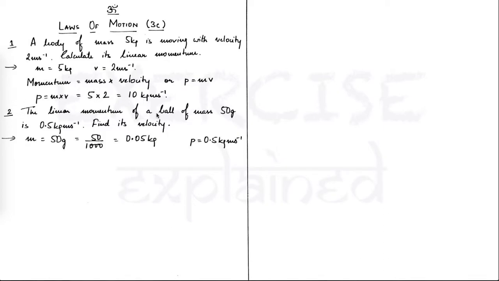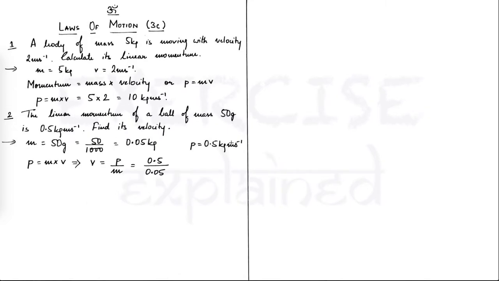The linear momentum of a ball of mass 50 gram is 0.5 kg meter per second. Find its velocity. So here we have the momentum given and we have the mass. But the mass is not given in SI unit, mass is given in grams. So I would need to convert the mass to SI unit. So m is equal to 50 grams, that is equal to 50 by 1000, that happens to be 0.05 kg, and momentum is given as 0.5 kg meter per second.